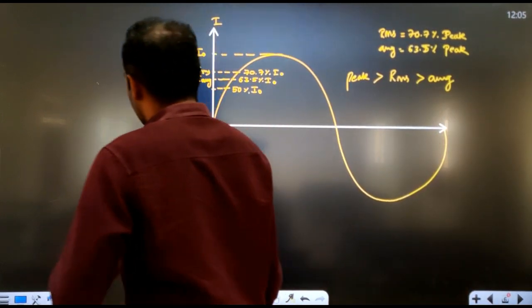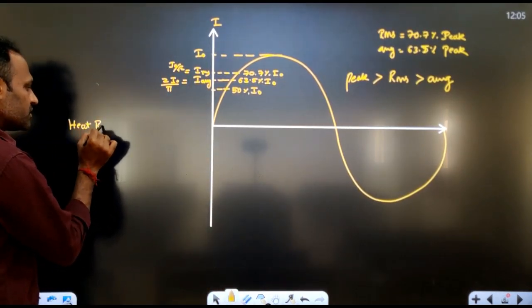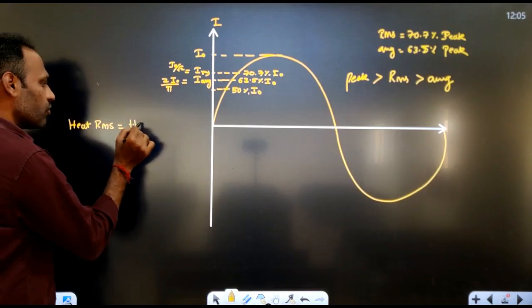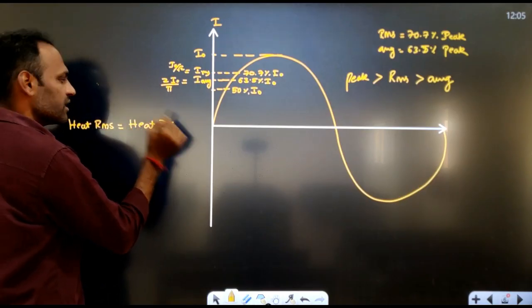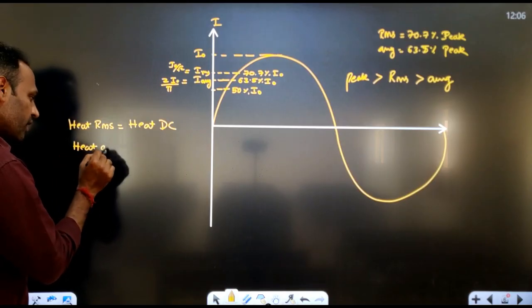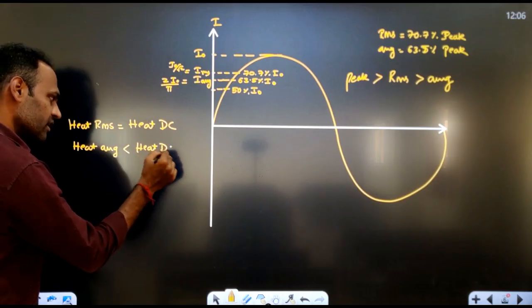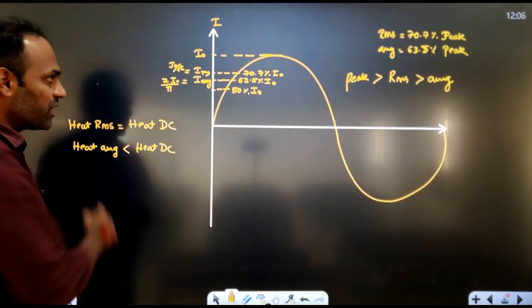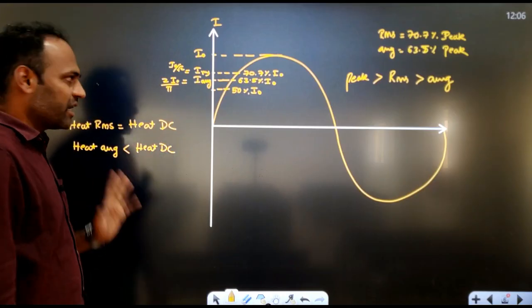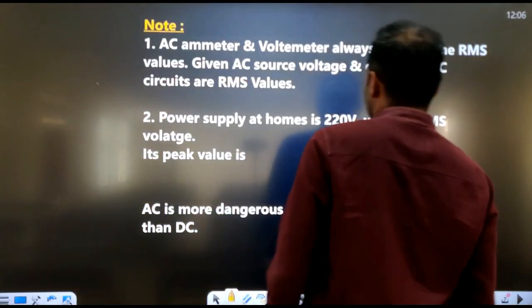Then we were talking about heat produced. So you remember this: heat produced by RMS value of AC is equal to heat produced by DC. Heat produced by average value of AC is less than heat produced by DC, because average is less than RMS. So you have to remember this.